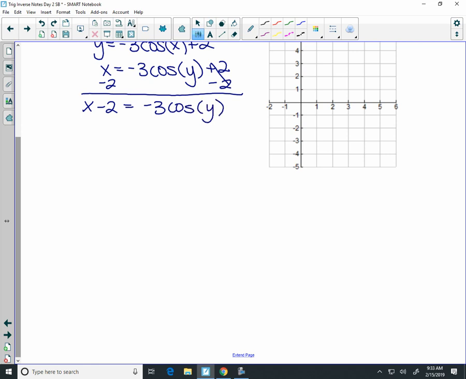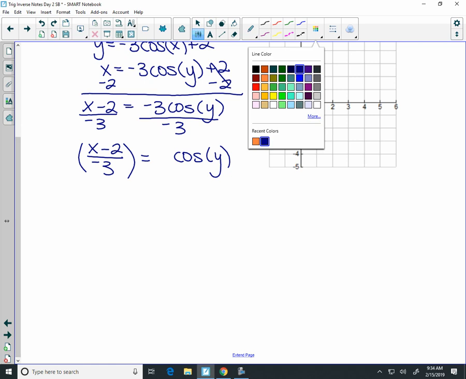And then what do I move? -3 divided by -3. You can leave that -3 on the bottom, that's fine with me. If you want to switch all the signs on top, that's okay too. Okay, how do we get y all by itself? Not really multiply, but we have to take the cosine inverse of both sides. We have to use inverse cosine on both sides.